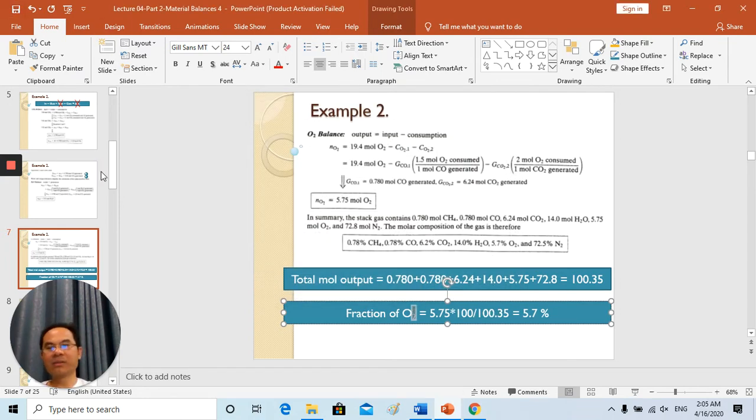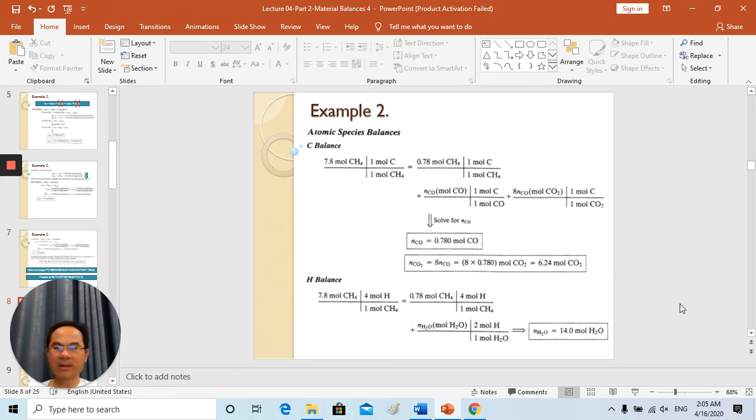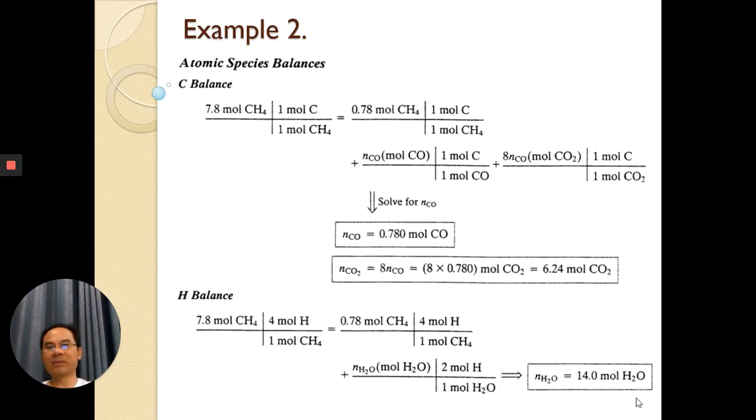Okay. This will show you how to balance based on molecular species balance. And in the next example, I will show you how to balance based on atomic species. Atomic, for this case, they include carbon, hydrogen, and oxygen. But you do not necessarily need to balance nitrogen because nitrogen is inert. Okay, the first step you balance on carbon balance. Please remember that for atomic balance in a steady-state process, input equals output.